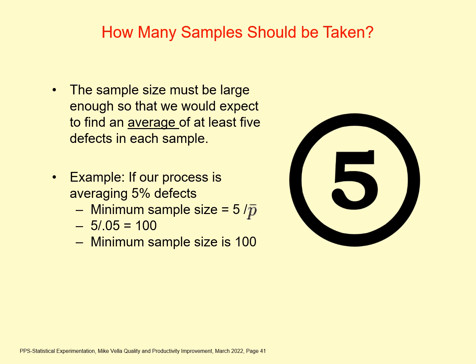So how many samples should you take? Well, I've used for many years a rule of thumb that says the sample size should be large enough that on average you'd find 5 defects or 5 non-conforming in every sample. Example, if our process is averaging 5% defects, using this pretty simple formula, 5 divided by P bar, the average fraction defective, 5 divided by 0.05 would mean that the minimum sample size you'd want to take is 100.